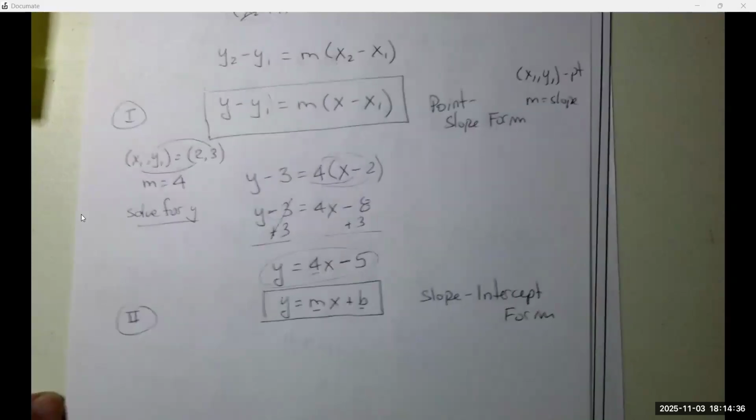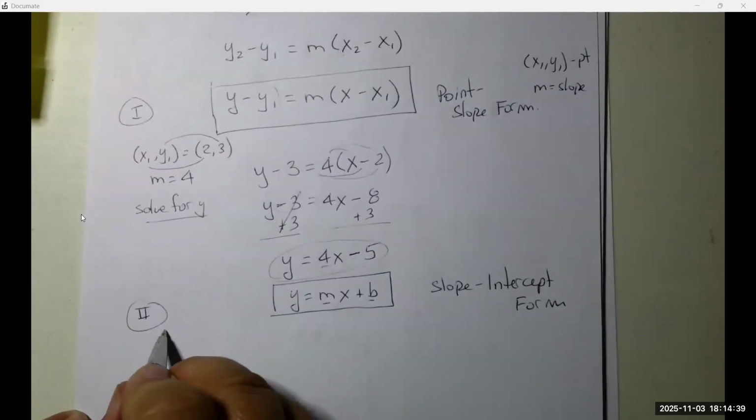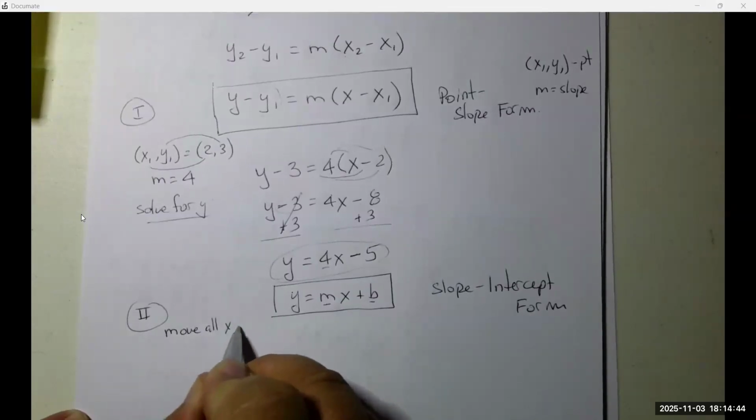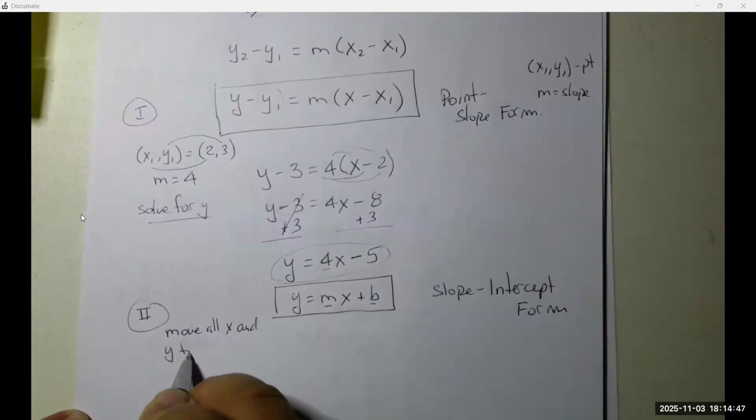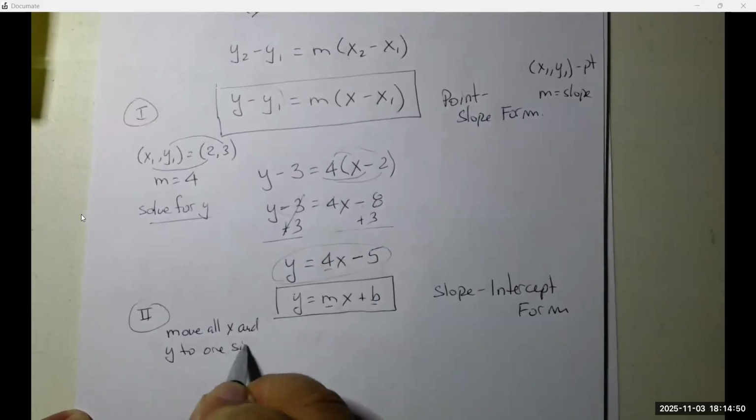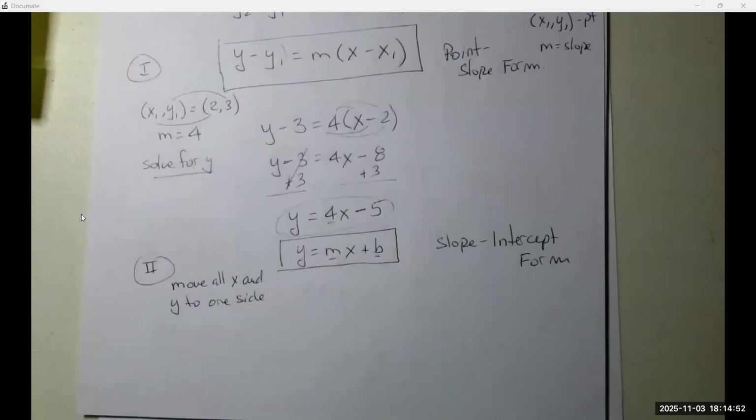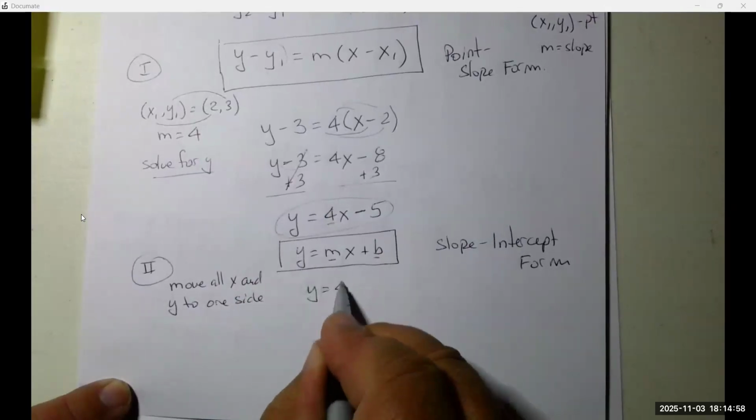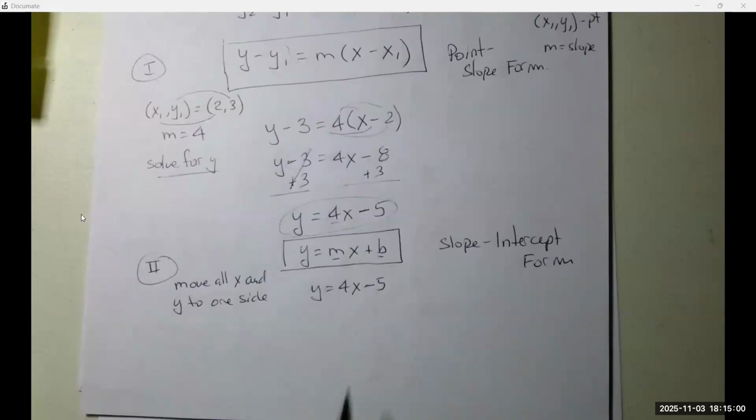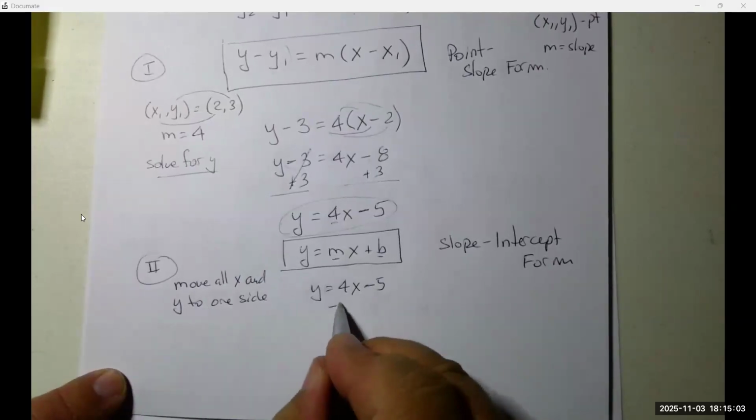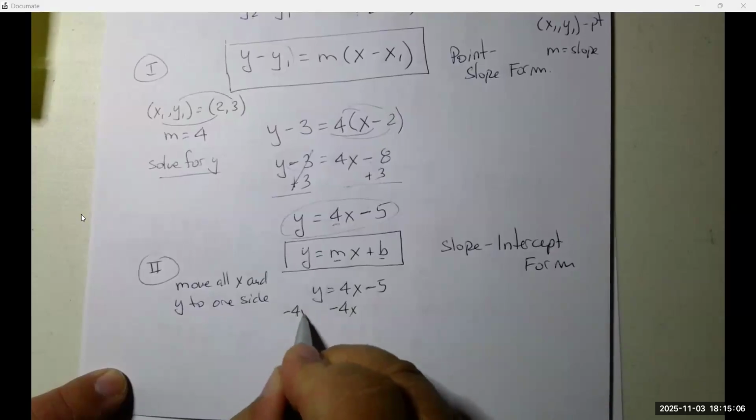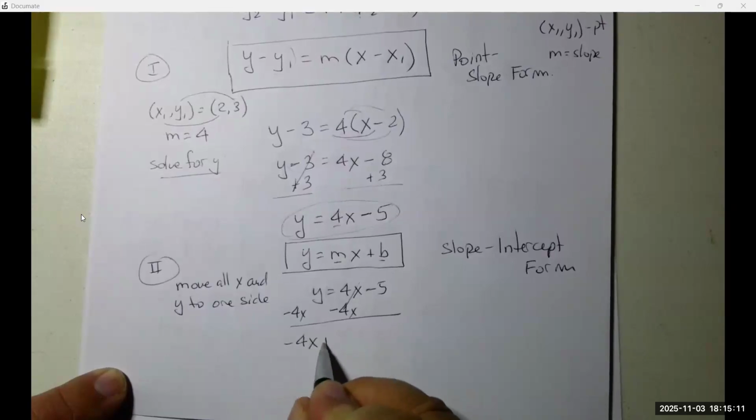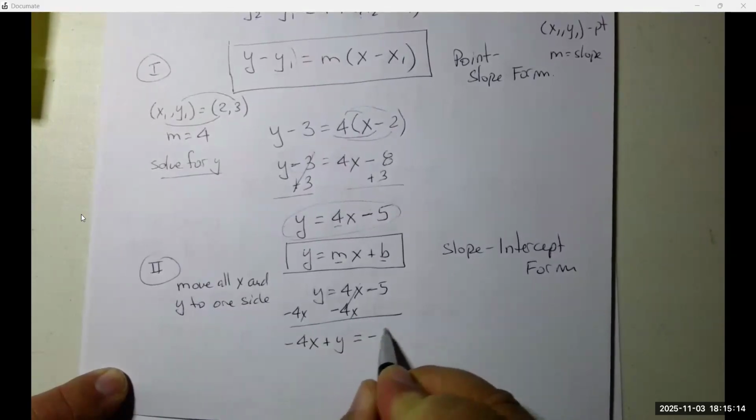Now, to get to our third point, what we have to do now is move all x and y to one side. So we'll take this one. We have y equals 4x minus 5. Let's move all the x's and y to one side. So we subtract 4x from both sides. We get negative 4x plus y equals negative 5.